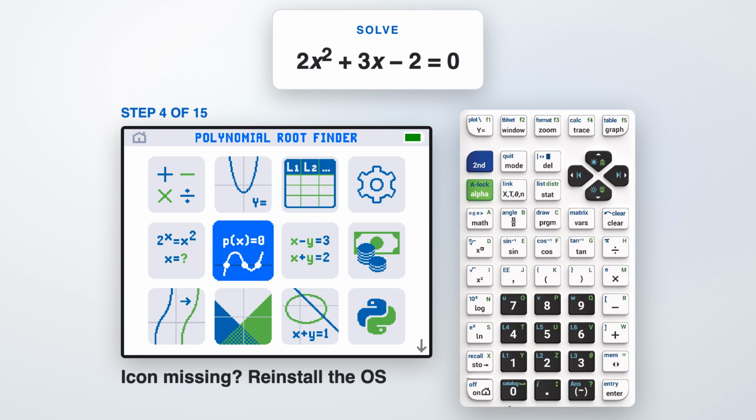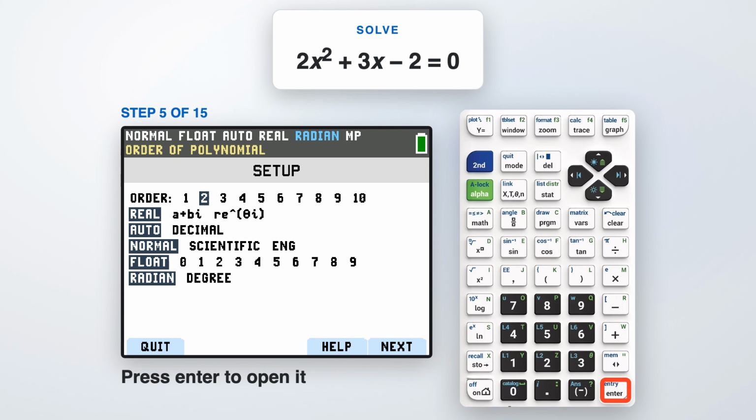If this icon is missing from your grid, you'll need to reinstall the operating system. The guide for that is linked in the description. Press Enter to open it up, and it starts you on a setup screen. Order is the highest exponent in your equation. The highest exponent in a quadratic is the 2 from x squared, so we can leave this as is.